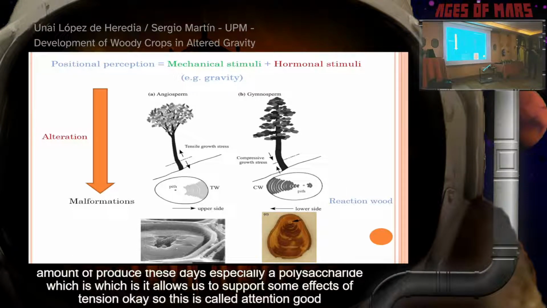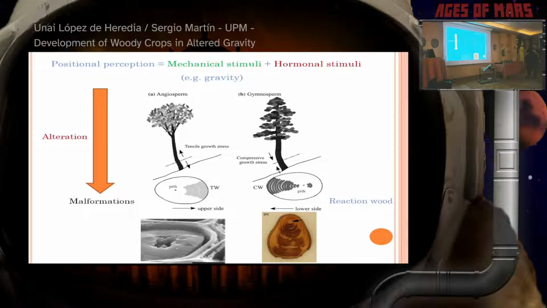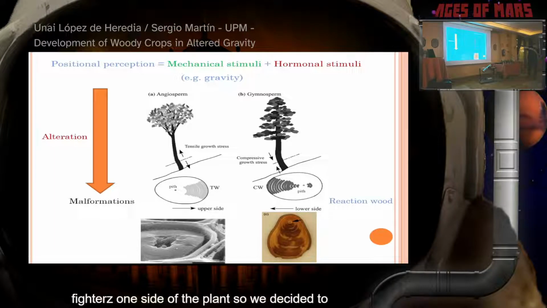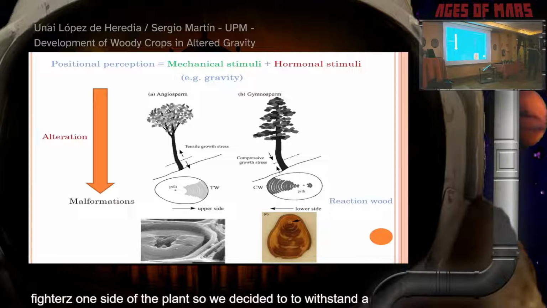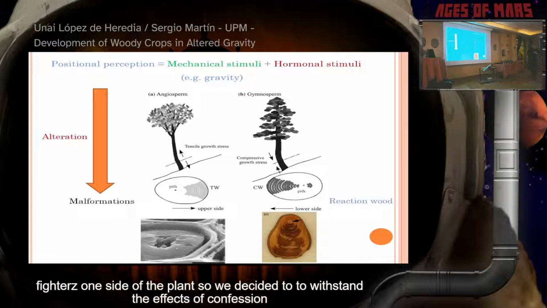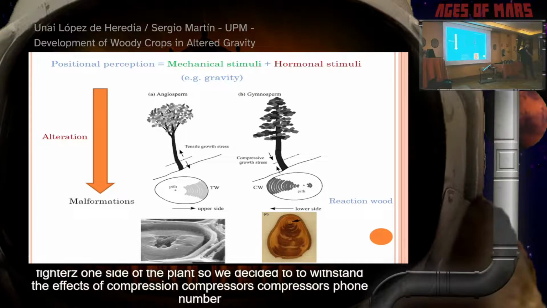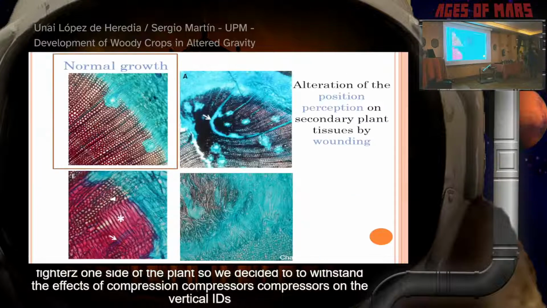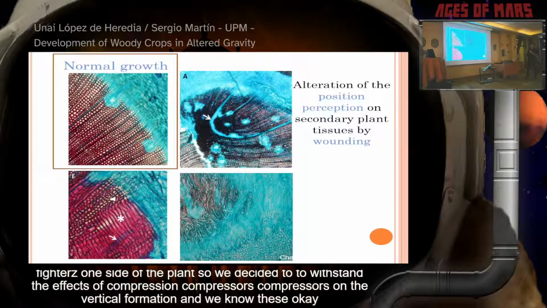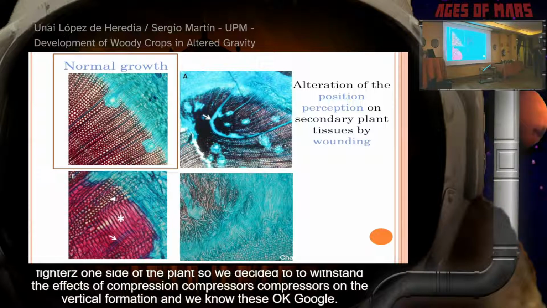In another group of species, more primitive, the gymnosperms, what we have is an accumulation of lignified cells on one side of the plant, so it is able to withstand the effects of compression. So this is called compression wood. The point is that an alteration of the vertical will produce malformation, and we know this. We know also that there are some other mechanical stimuli that may produce malformation in wood.